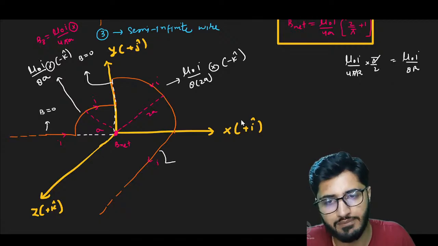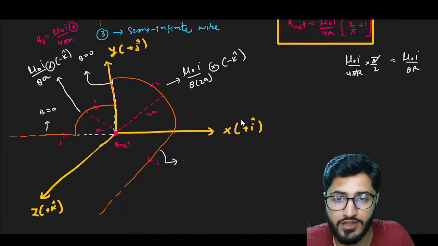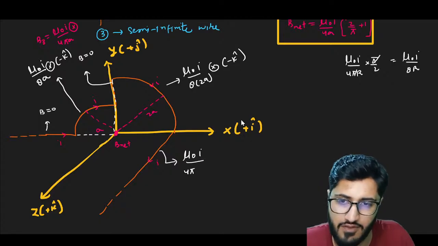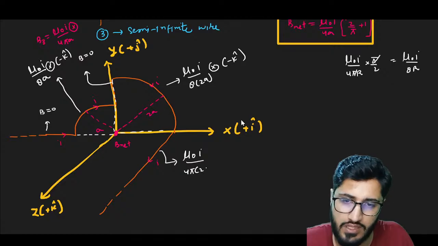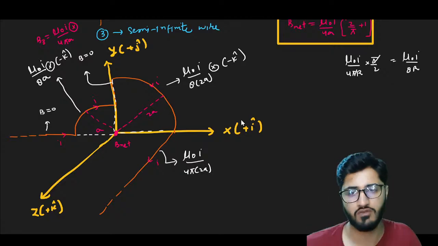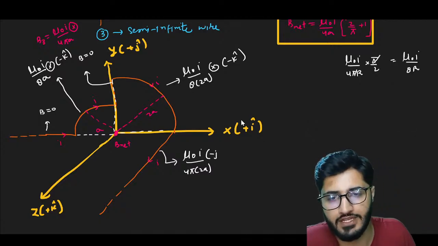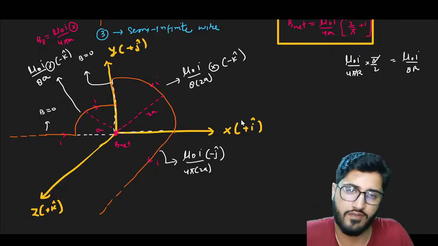This one is my semi-infinite wire. So for that one, it is mu naught I divided by 4 pi a. What is a? A will be 2a only, no? It is 2a. Then where would it be? In this way, it will be minus j cap. Minus j cap. So what will be B net now?